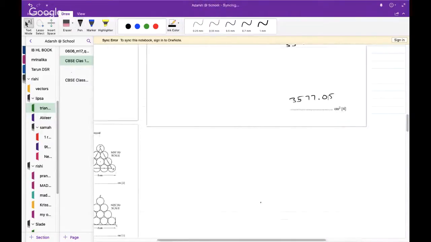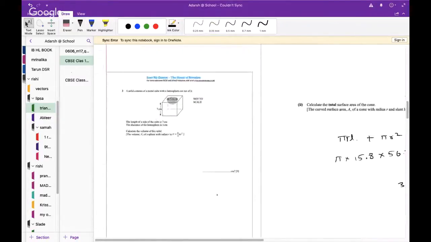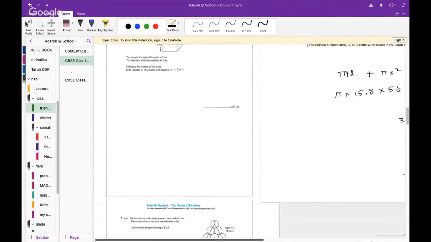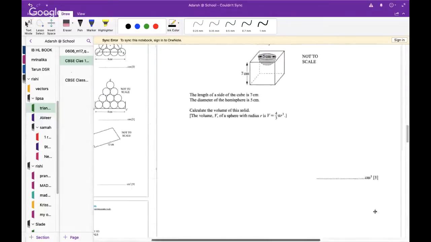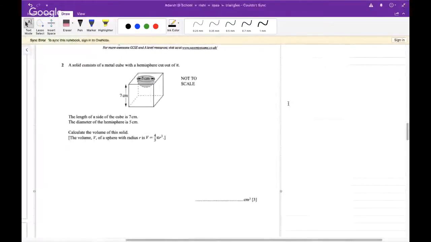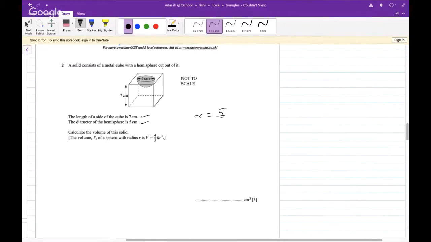Okay, so let me solve one more question from here. A solid metal cube with a hemisphere cut out. The length is 7. The diameter of the hemisphere is 5. So the radius is 5 divided by 2. The volume of a sphere is 4 by 3, but it is a hemisphere, so half of that. So half of 4 by 3 pi into r cubed, where r is 5 by 2. That is the volume of the hemisphere.